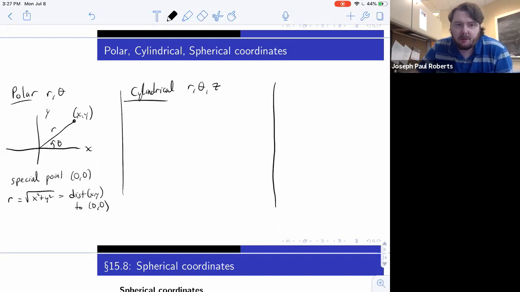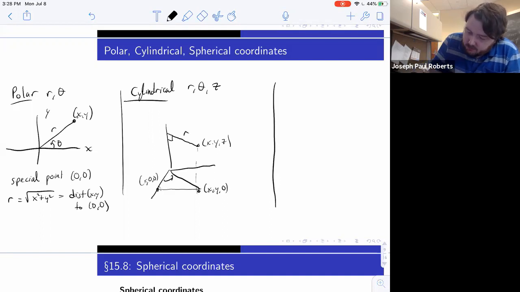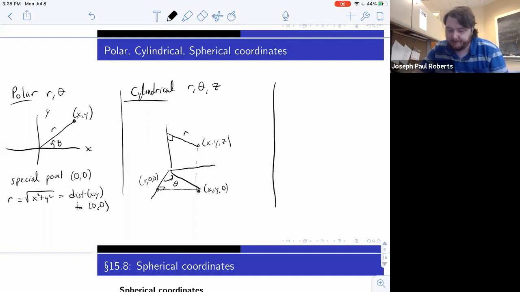Okay, so what's going on with cylindrical coordinates? We have r, theta, z. And so the picture we had a few slides ago was the following. So here's our point x, y, z. We have this here, r. And then we had the point down here, x, y, 0. We had this point here, which is x, 0, 0. And theta is the angle there. And of course, z is just z.